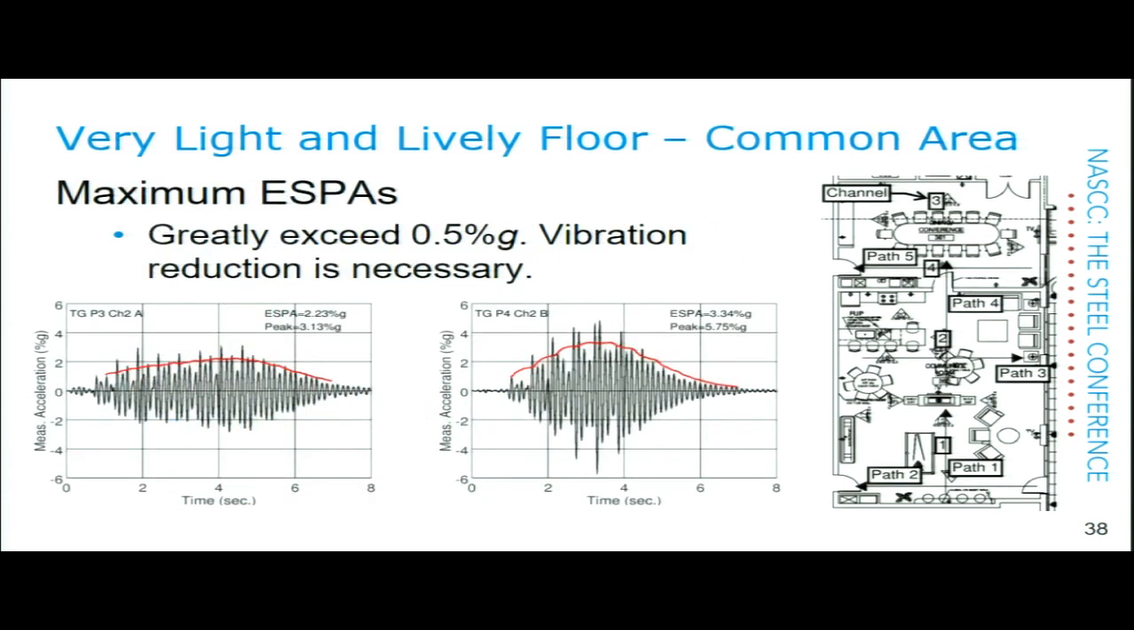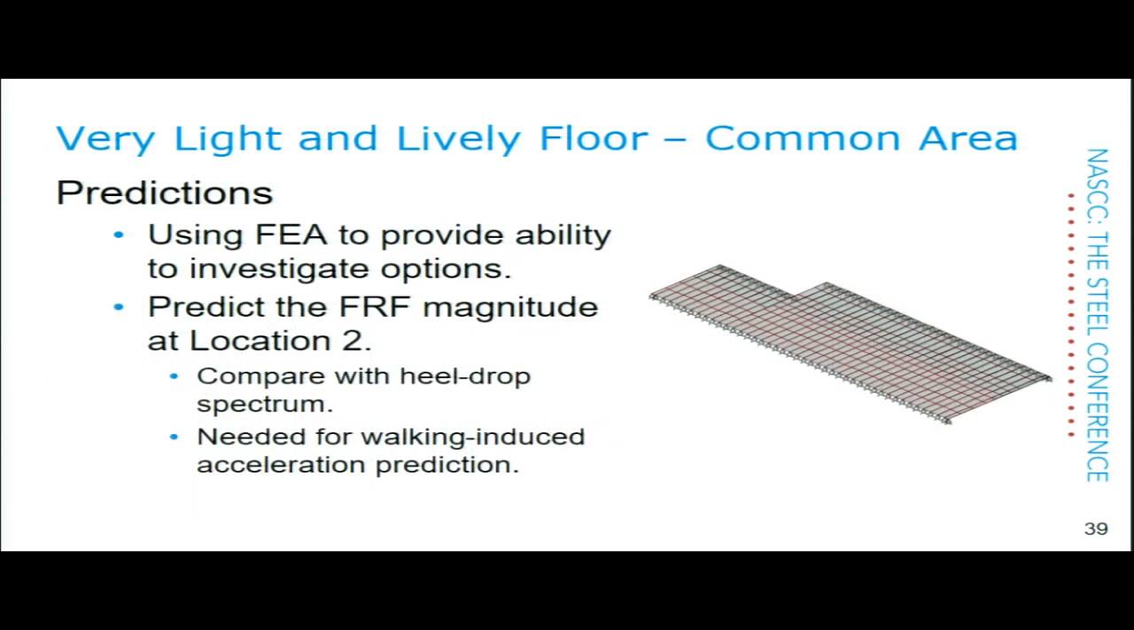Okay, so here's just a picture of the maximum ESPAs. It's the waveforms, and you can see we have a pretty good resonant buildup there, and the one on the right is 3.3% g. 0.5% g is where it would be on that picture, way down low. So we're at way higher vibration levels than what they're going to tolerate there. So we needed some kind of a vibration reduction strategy.